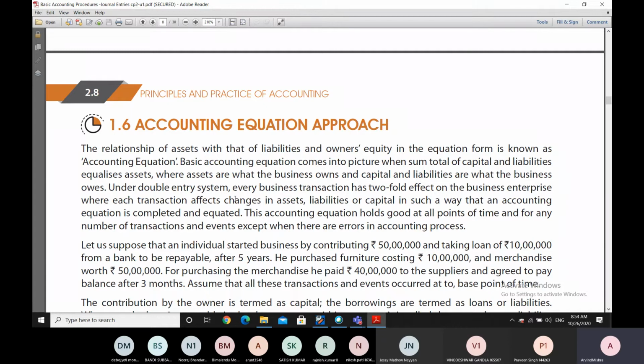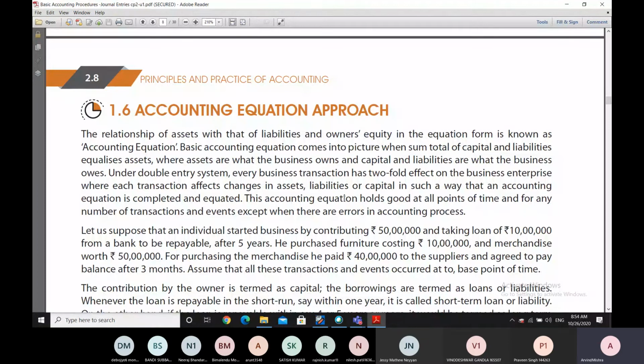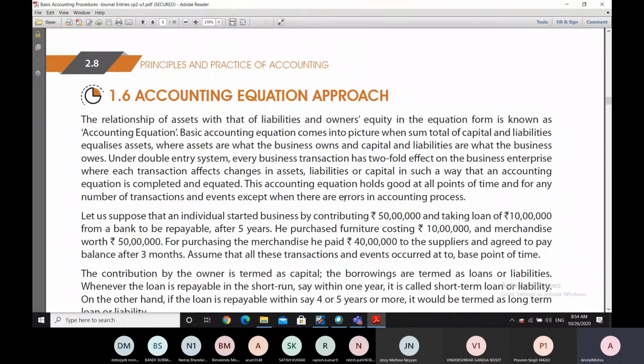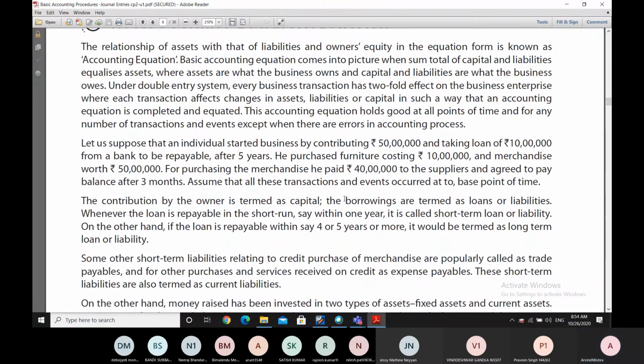Under the double entry system, every business transaction will have a twofold effect on the business enterprise, where every transaction will effect changes in the asset, liability, or the capital in such a way that an accounting equation is completed and equated, as we have discussed earlier also. And as we have said, every transaction will affect two out of these three categories: asset, liability, or capital. This accounting equation will hold good at all points of time in every transaction and for any number of transactions and events, except when you make a mistake in the accounting process.